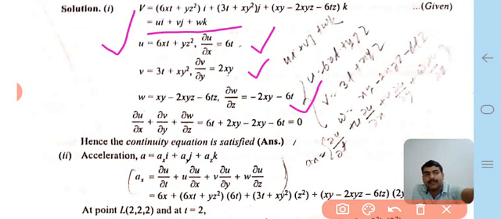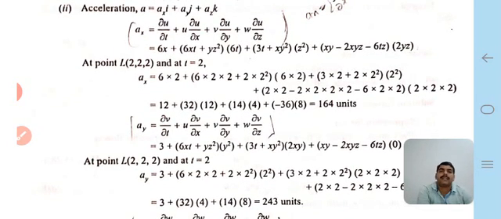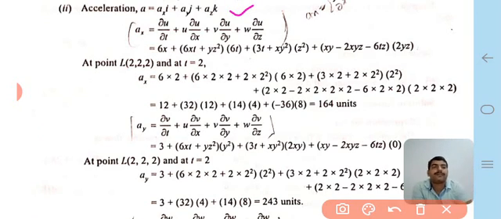Now we come to the second part of the question, that is the acceleration. Acceleration A is equal to a suffix x i plus a suffix y j plus a suffix z k. We know that ax is equal to del u upon del t plus u del u upon del x plus v del u upon del y plus w del u upon del z, which is the acceleration component ax.